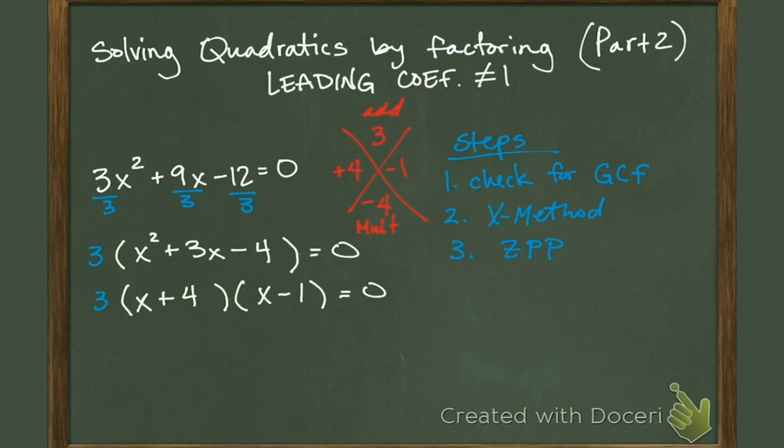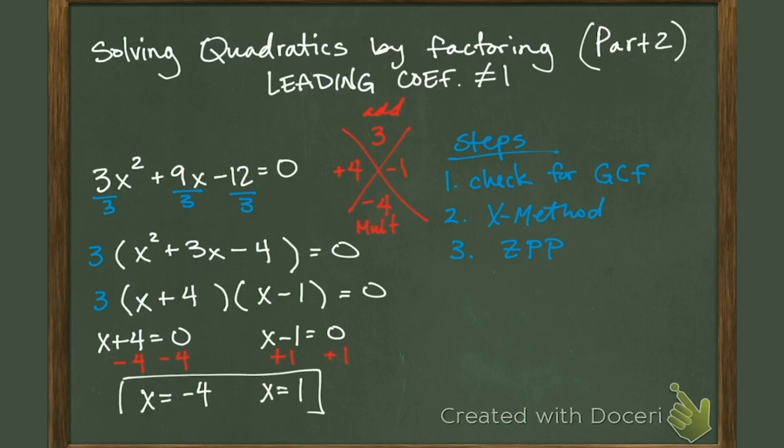So I set x plus 4 equal to 0 and x minus 1 equal to 0. And I solve for x. So this first one, I have to subtract 4. So x is -4. Add 1, add 1. x is equal to +1. Those are my 2 answers.